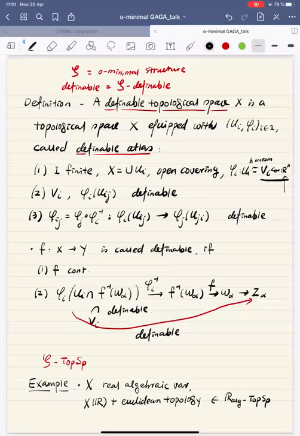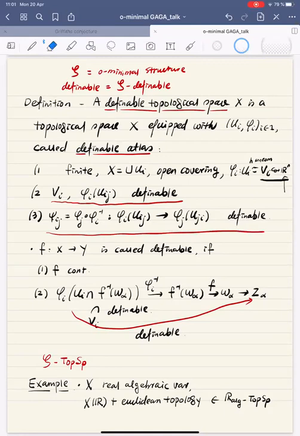So for this, we have an open cover of these topological spaces, and each piece of the cover is homeomorphic to some definable open subset of some Euclidean space R^n. So this part and the transition functions are definable. The important part is that we need to require the cover is finite. Okay.